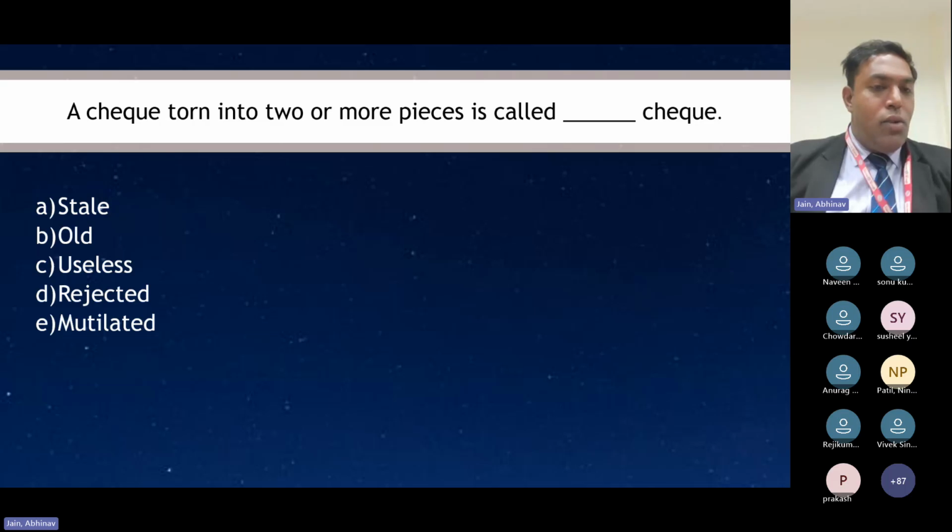A check is torn in two pieces. What type of check is it? Okay, I am receiving few responses. What type of check is it? I presume it is a mutilated check.